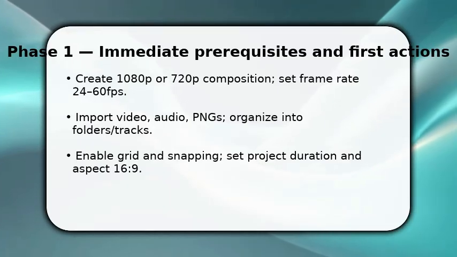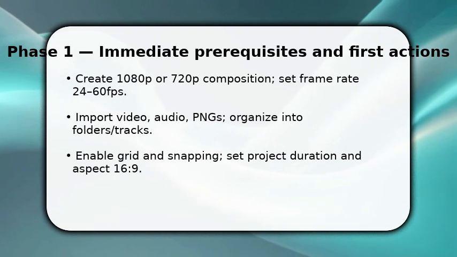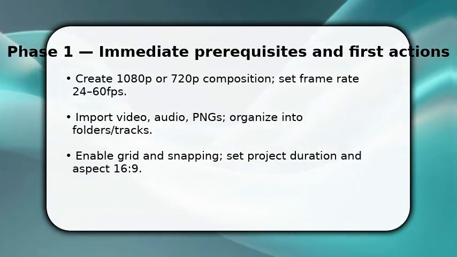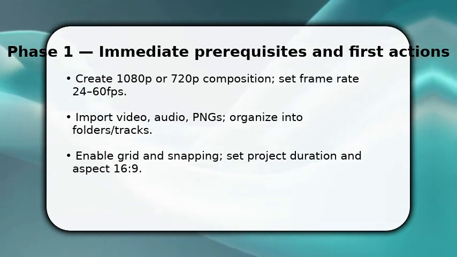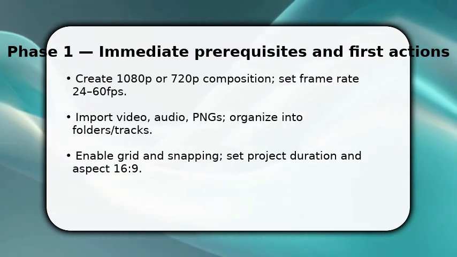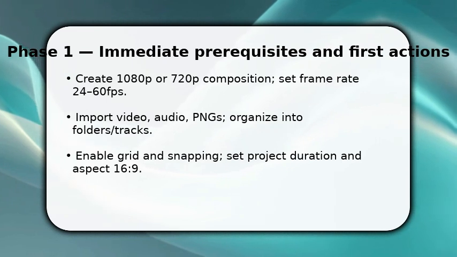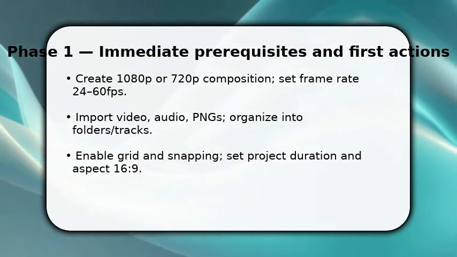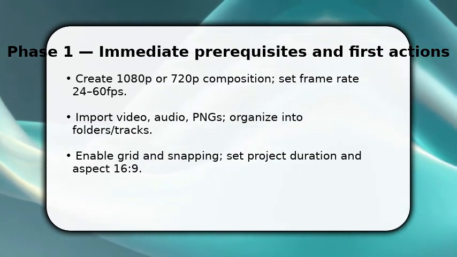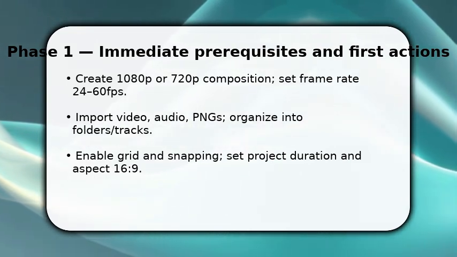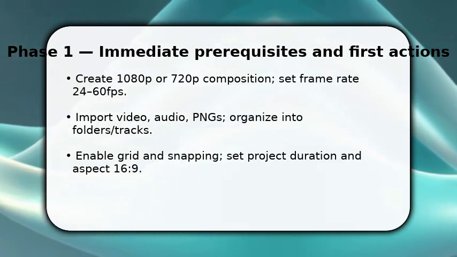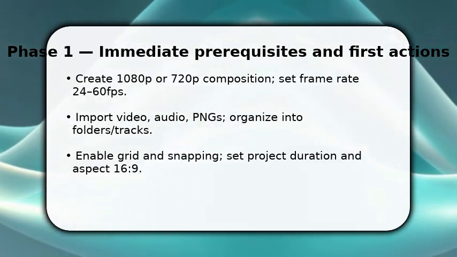You begin by creating the composition with the exact resolution and frame rate you need. Set 1080p at 30 fps or 720p at 60 fps depending on motion. Next, import your video clips, audio files, and PNGs, and drag them onto separate tracks so you can edit non-destructively. Once done, enable the grid and snapping to align elements precisely, and set the project duration to match your main clip, so trimming later is straightforward and predictable.